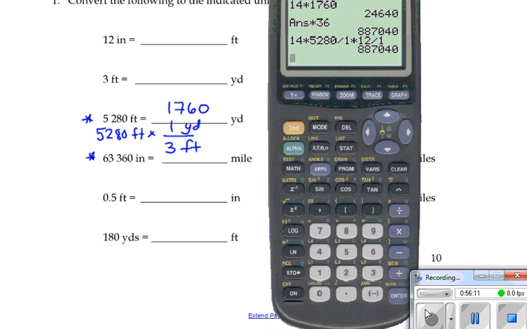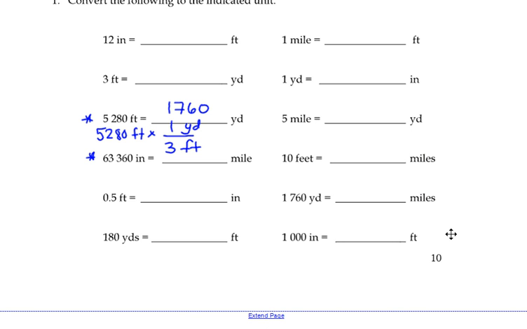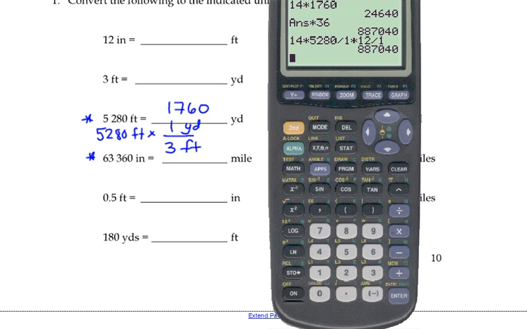So you would type it in as, where's the calculator? So 5,280 times 1 over 3. Or you can just divide by 3. So times 1 divided by 3. Use a division symbol. So there's not like a fraction button, you just actually make it a fraction by dividing. 1 divided by 3. Okay?